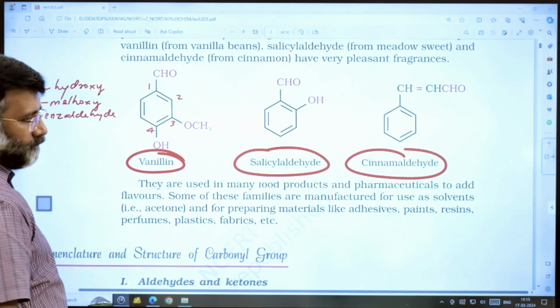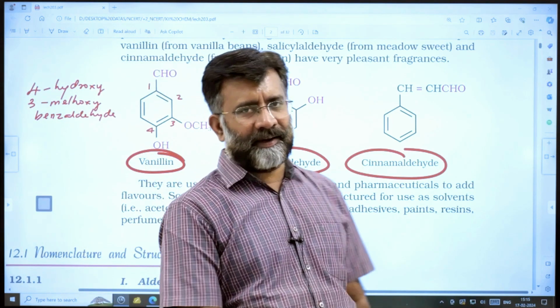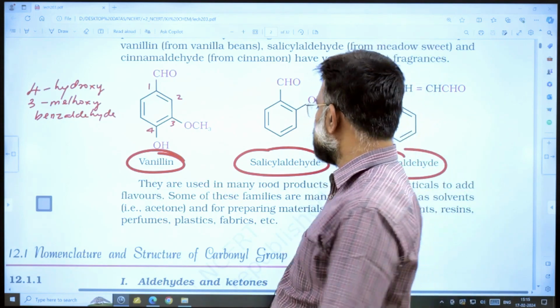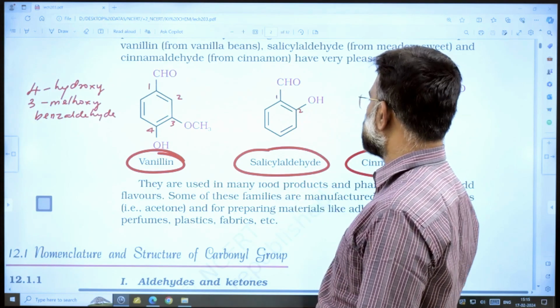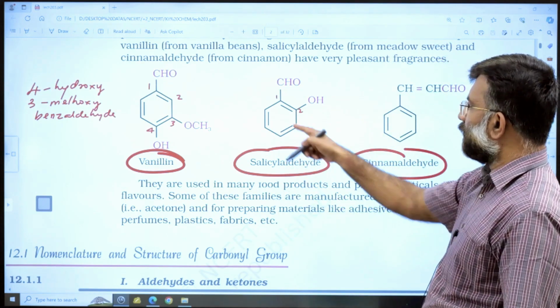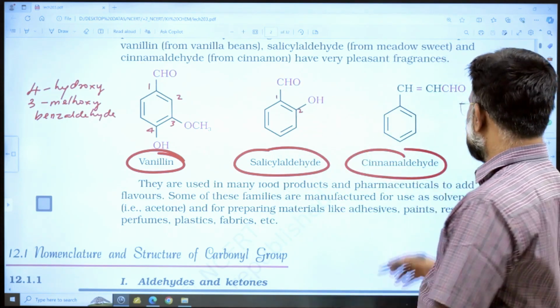Benzaldehyde, that is the popular one. Vanillin, obtained from vanilla beans. Salicylaldehyde, very simple, 2-hydroxy benzaldehyde. And what about this one?